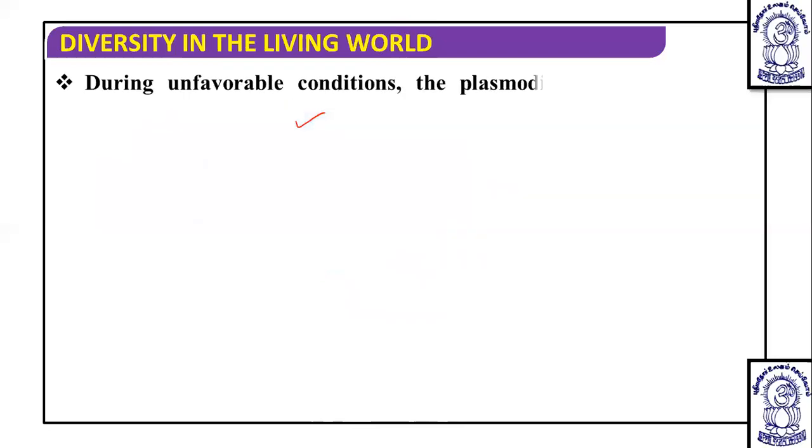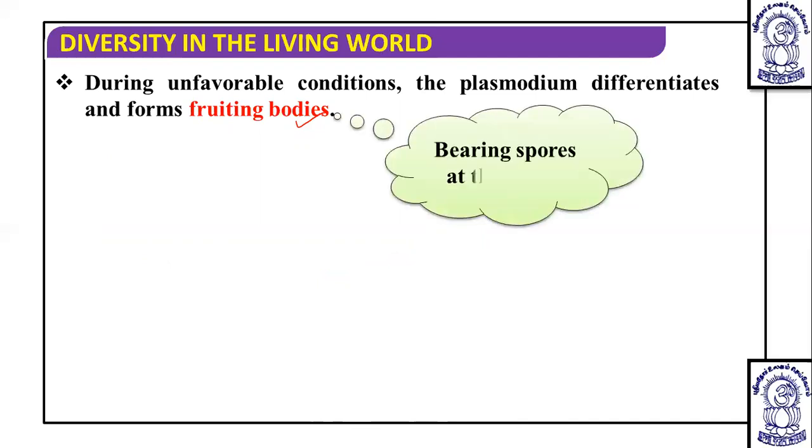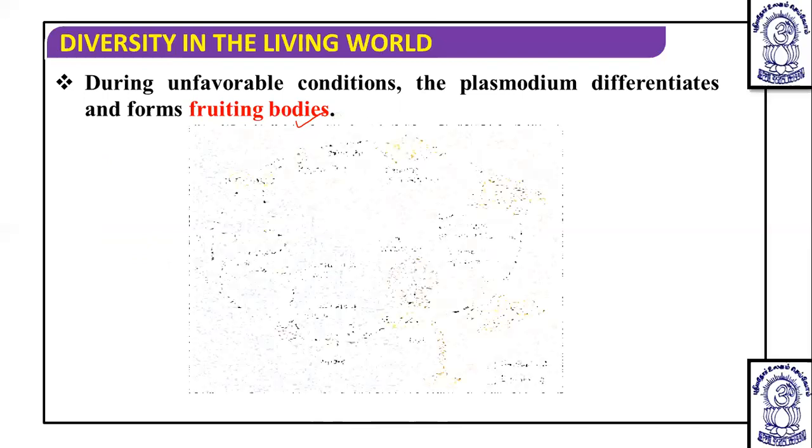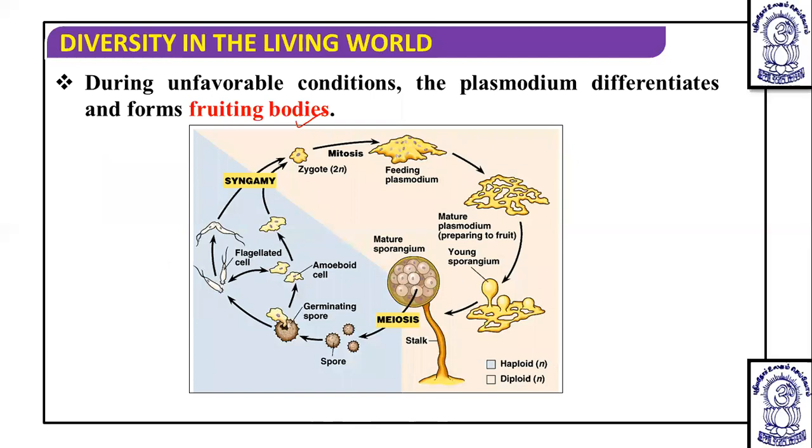Then, during unfavorable condition, the plasmodium differentiates and forms fruiting bodies. These are the NCERT statements, so we are revising it again. The plasmodium differentiates into fruiting bodies. And this fruiting body is bearing spores at their tips. This we have seen in the life cycle of acellular slime mold.